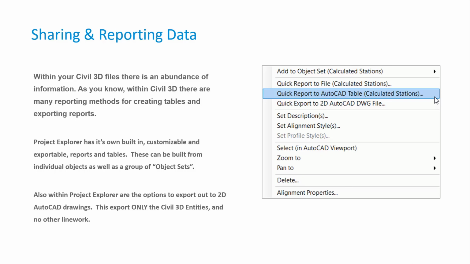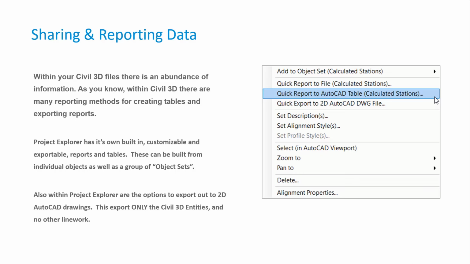Another way of sharing that data is you can quickly export out to a 2D DWG that just exports out the Civil 3D entities, but it will get your pipe network, surfaces, and so forth, out to a 2D AutoCAD drawing. Pretty simple.